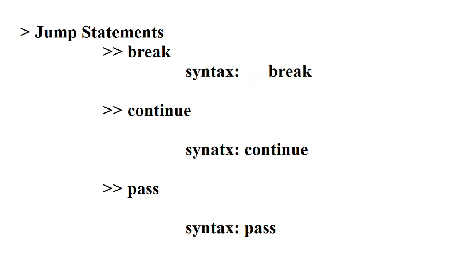And the last one is jump statements. The jump statements are of three types. They are break, continue, pass. The break statement in Python is used to terminate the loop, and the continue statement in Python is used to skip all the remaining statements in the loop and move control back to the top of the loop. And the pass statement in Python does nothing. You use the pass statement when you create a method that you don't want to implement.